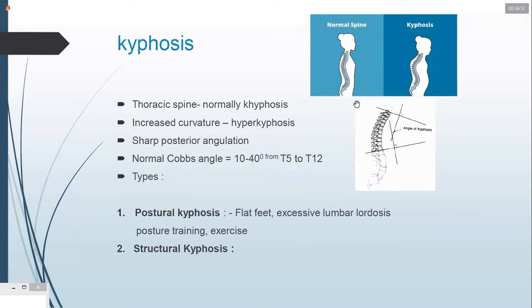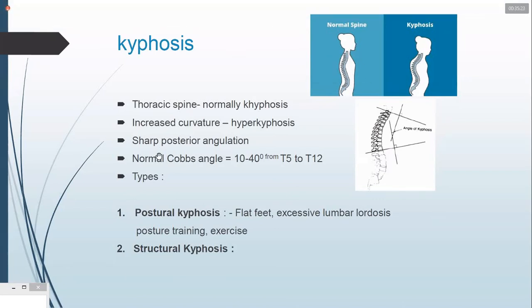So coming to another disorder, kyphosis. This is the normal spine, and this is the kyphotic spine. From the picture also we can see that it's a deformity in the sagittal plane. The thoracic spine is normally kyphotic. Hyperkyphosis is simply an increase in this normal curvature.